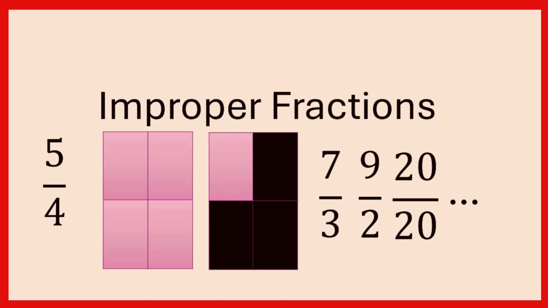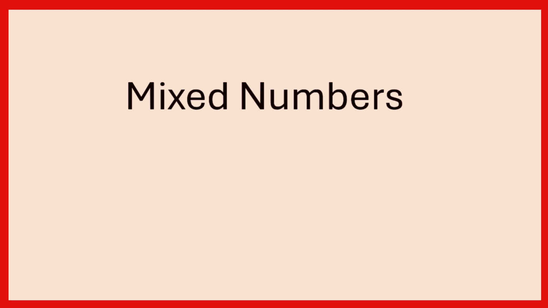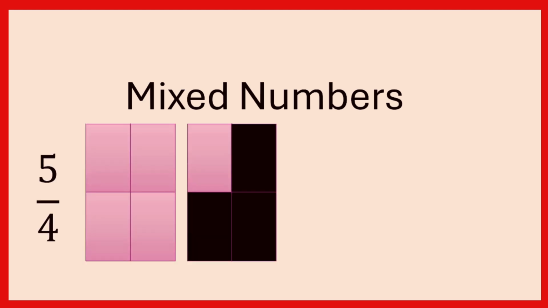Okay, so let's look at mixed numbers. Right here, 5/4, we have 5 places. This is one whole, and 1/4. So this is a mixed number, right? A mixed number is a combination of a whole number and a proper fraction. A whole number and a proper fraction.